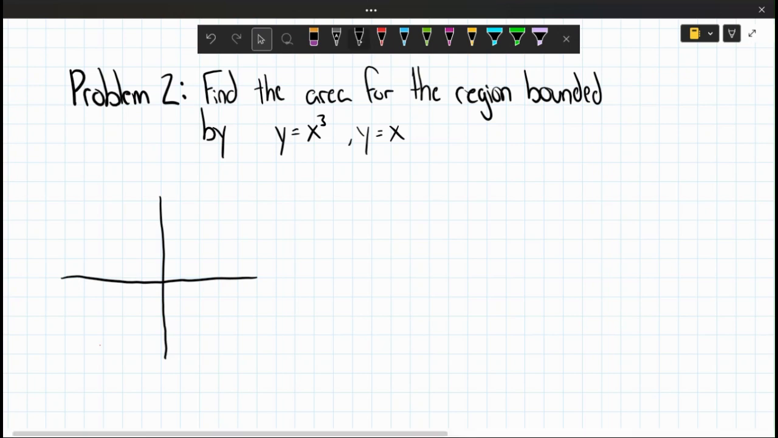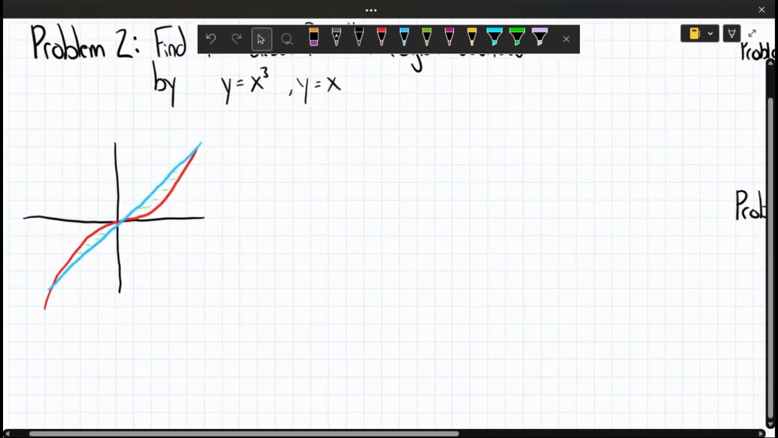Okay, so we have to find the area bounded by two functions, the first of which looks like this. Get a little more accurate there. And then the second is just a function of x. So we need to find this bounded region represented by the green I'm putting there. So how do we do that?